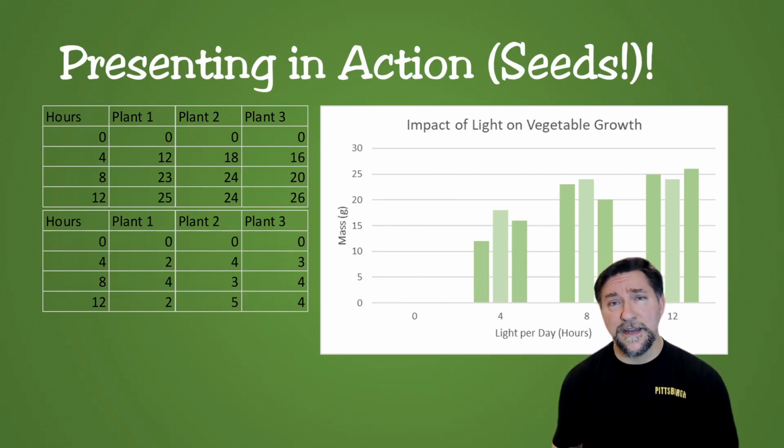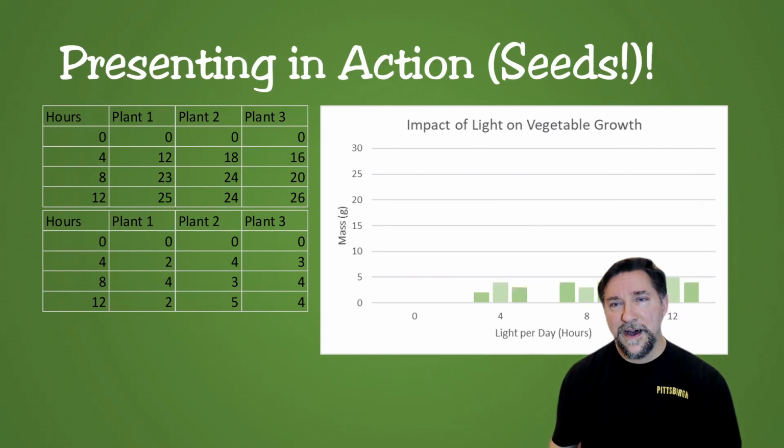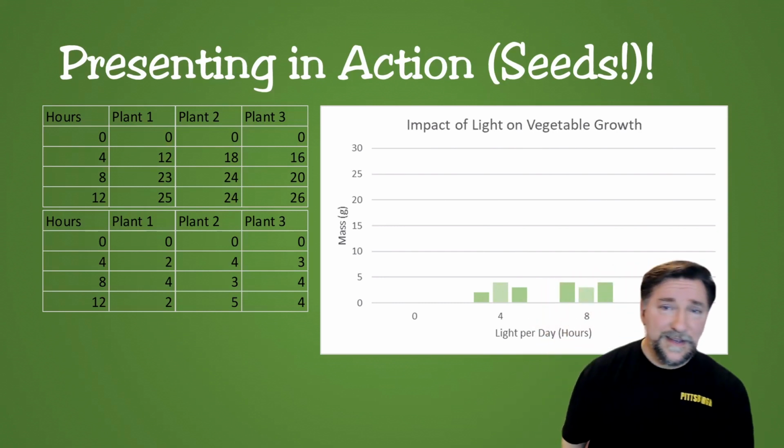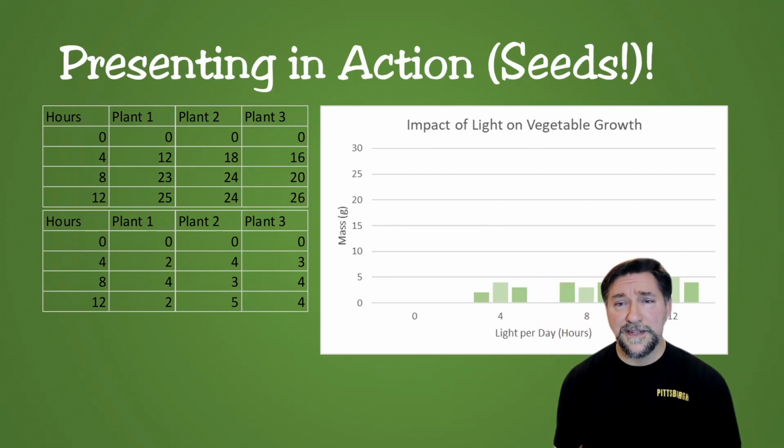Now, this is fake data for a fake experiment. The bottom set of data is probably more like what I actually got when I was a kid. Let's take a look here. This is what I found when I was growing turnips, and it was an abject failure. Barely any of the turnips grew at all, and there really wasn't any pattern. If you can see, between 4 hours and 12 hours, none of them grew well at all in those conditions.